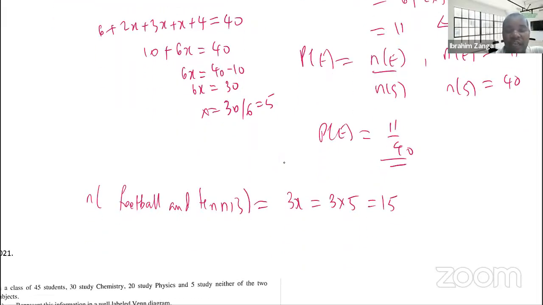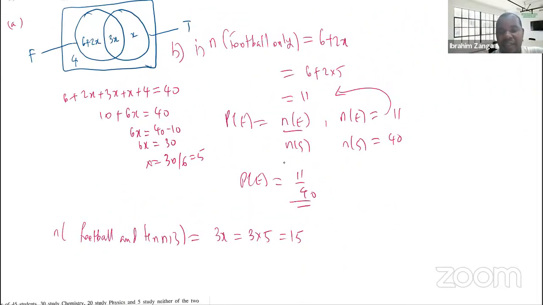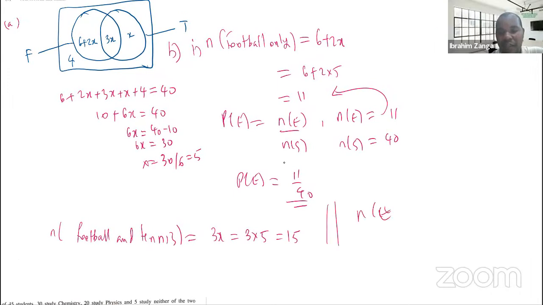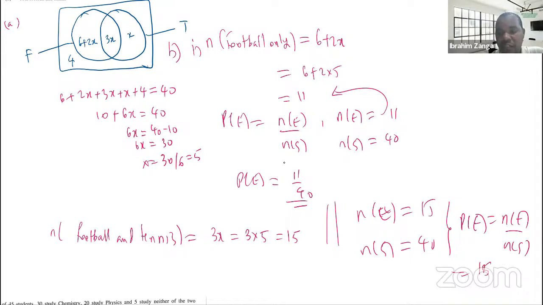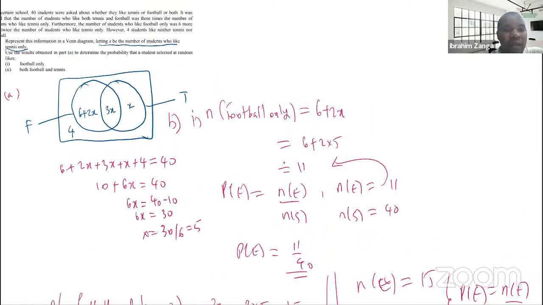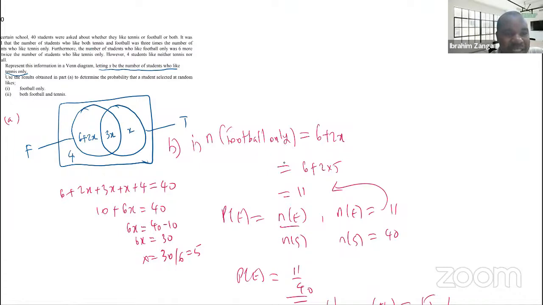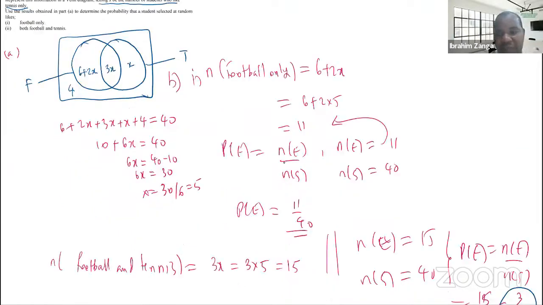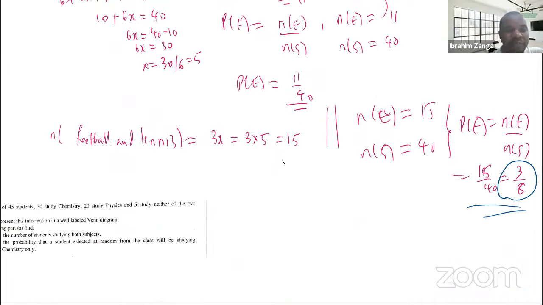So we can say that actually number of event here is 15, number of sample space is 40. Probability of event, you take number of events over number of sample space, you have 15 over 40, eventually you simplify by 5 will be 3, by 5 will be 8. So probability that the student selected likes both football and tennis is 3 over 8.